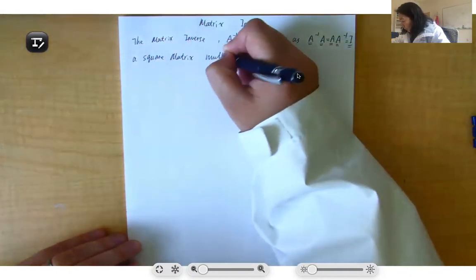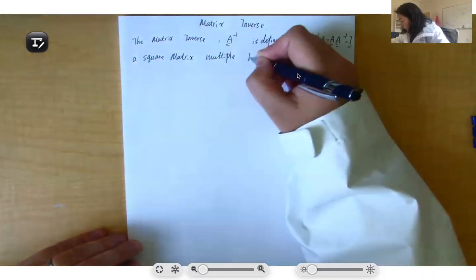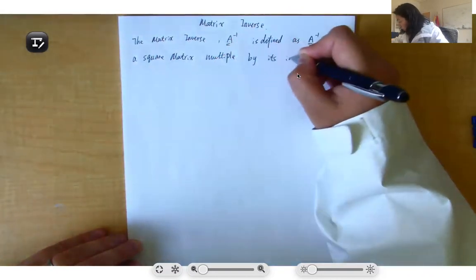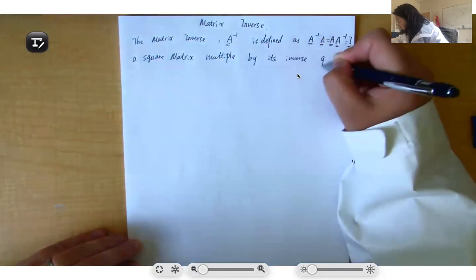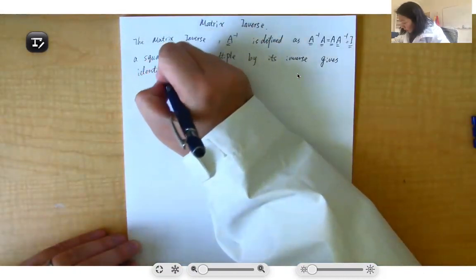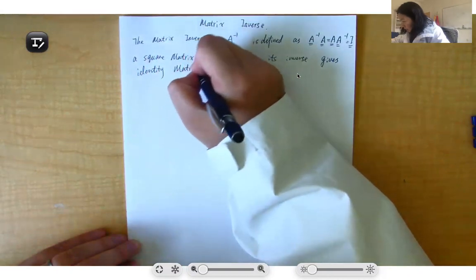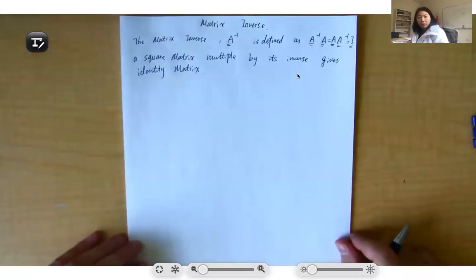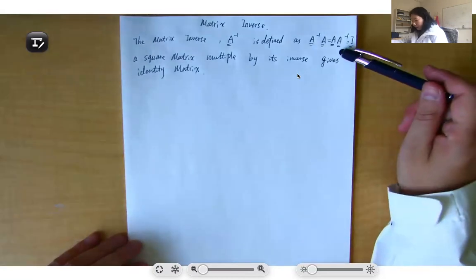So a square matrix multiplied by its inverse gives the identity matrix. So this is the definition of the inverse matrix.